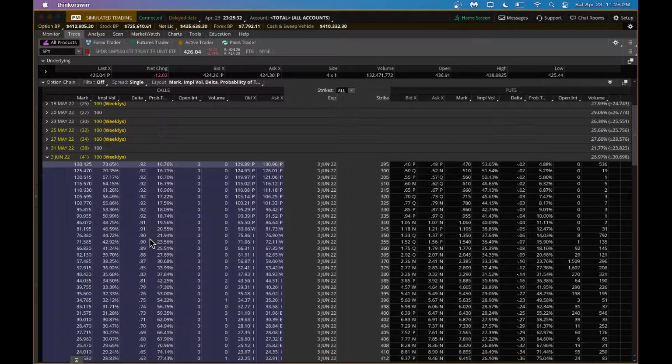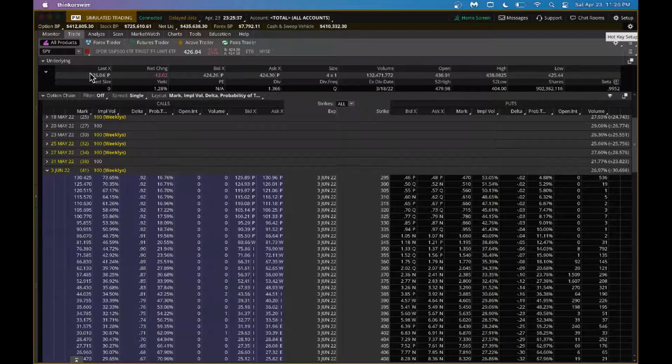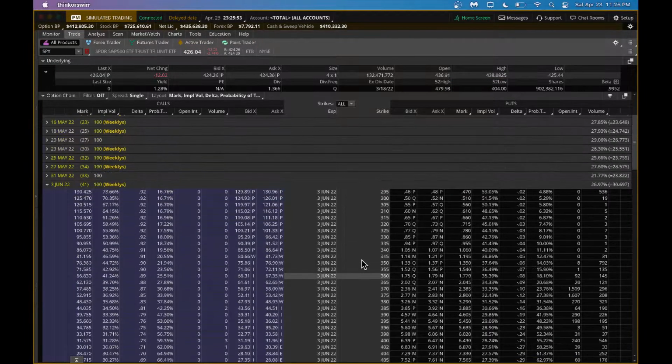Look here, we got the option chain here. If you look at SPY, let's bring this up. We got a 52-week high of 479 and a 52-week low of 404. So right now the stock price is at 426. So what we can do is go look at the option chain here. Look, we got all this option chain here.